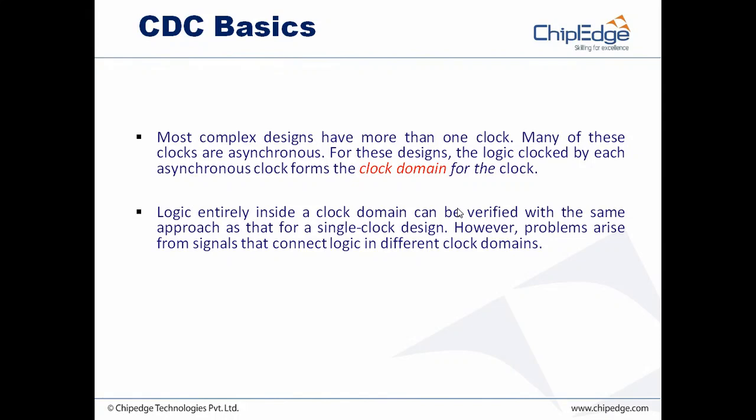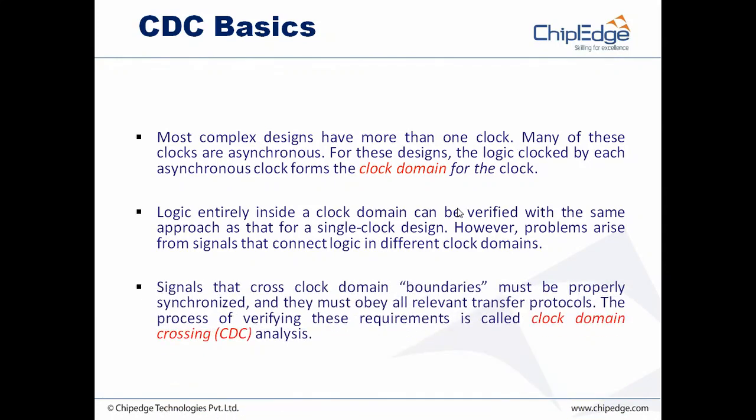The main problems occur when different clock domains are connected. So from IPA to IPB, there are signals crossing from IPA to IPB and IPB to IPA, and the feeding clocks to IPA and IPB are different. So then these are two different clock domains, and you will see some problems. Signals that cross clock domain boundaries must be properly synchronized. So whenever you say clock domain, those are asynchronous, right?